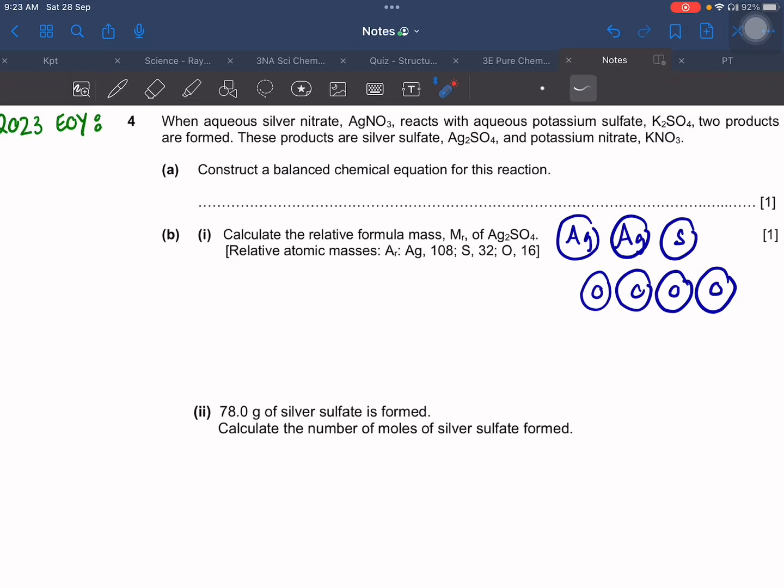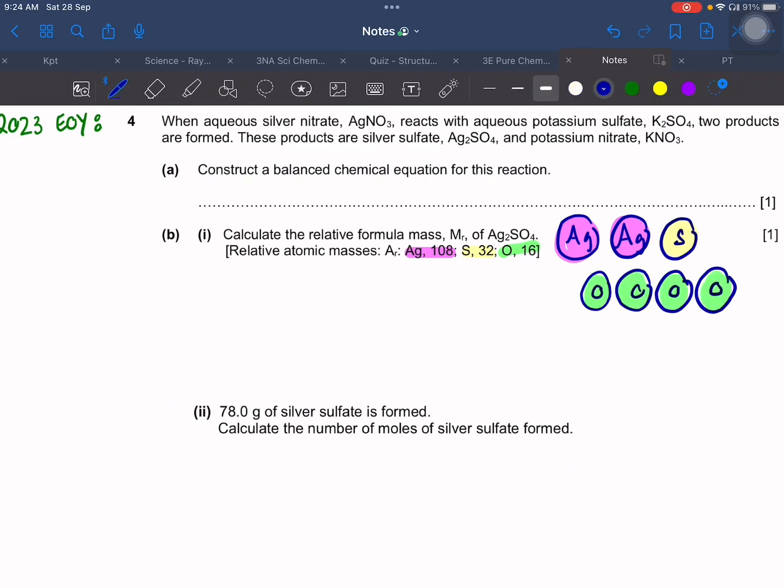The good thing about this question is that they actually give you the masses at the bottom here. So you don't even need to use the periodic table. You could just look at the masses here. Silver is Ag, so it's 108, which is this one. One of it is 108, one of it is 108. Sulfur is 32, which means that one of this is 32. Oxygen is 16, means one of it is 16. The other one is also 16, and so on for each of the 4 oxygens.